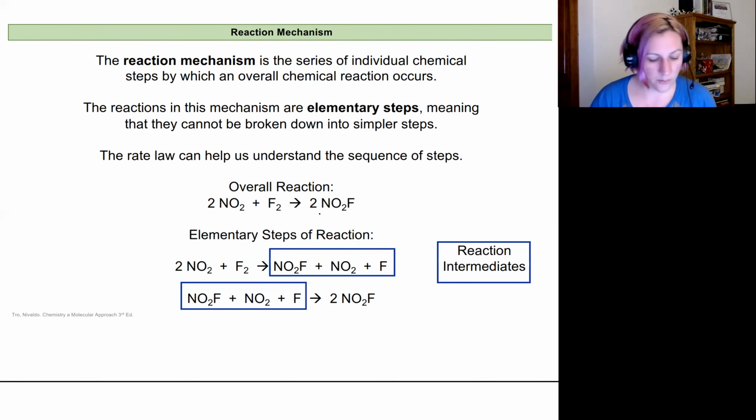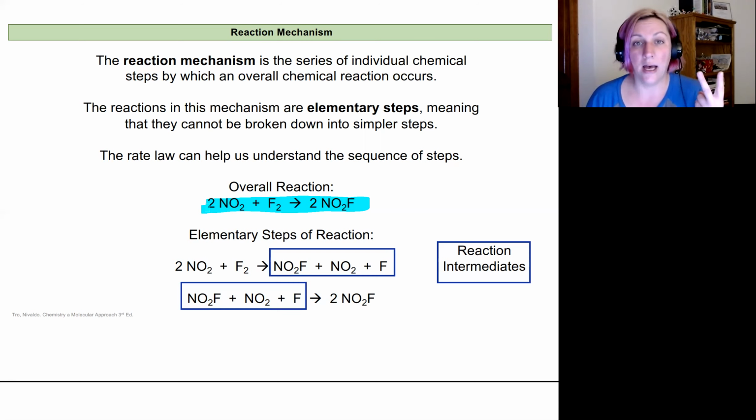So here's an overall reaction that occurs between NO2 and fluorine. We have two NO2 molecules and one fluorine molecule that combine into two NO2F molecules. Now, three molecules colliding in the right orientation with the right energy to form two other molecules is a little unlikely. I mean, it might occur, but it'll probably occur pretty slowly. It's more likely with that many molecules in our reactants that we really have a series of steps occurring. And so here are the elementary steps of that overall reaction.